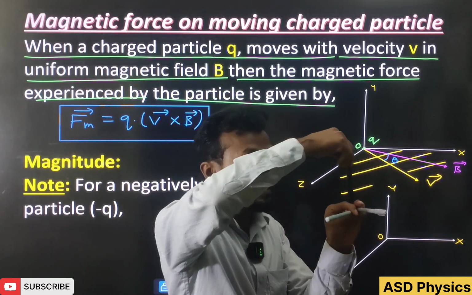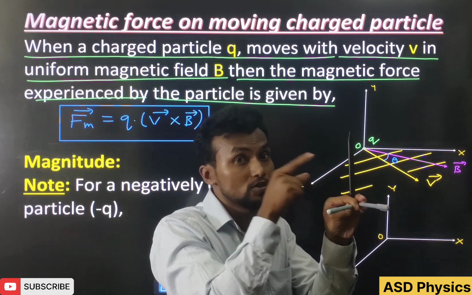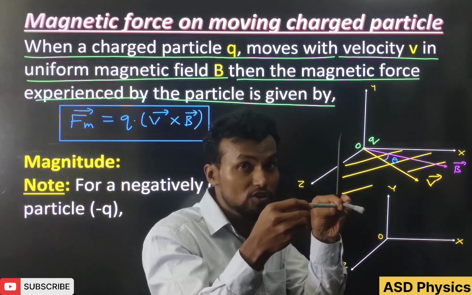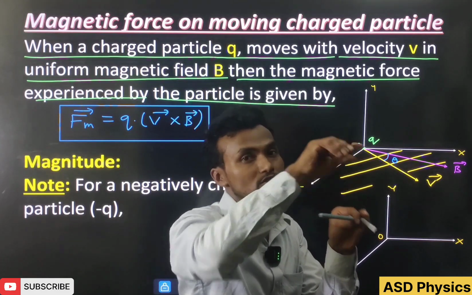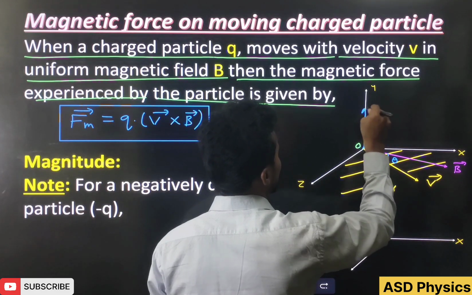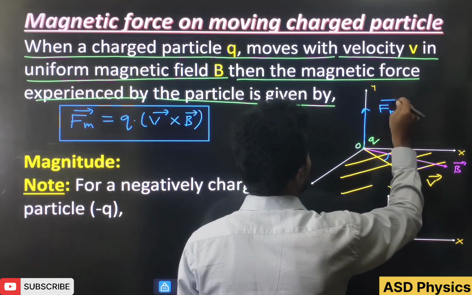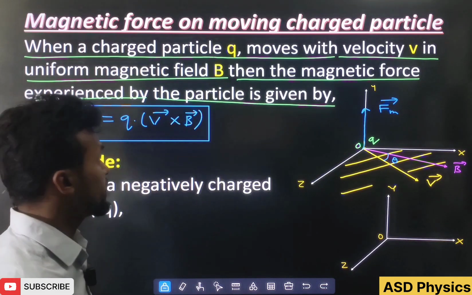Then what will happen here? This force, along which direction is it? Y direction. Velocity in the ZX plane, magnetic field in the ZX plane, and the force is along the Y direction. So this will be the magnetic force here. What is the formula? F equal to Q V cross B.